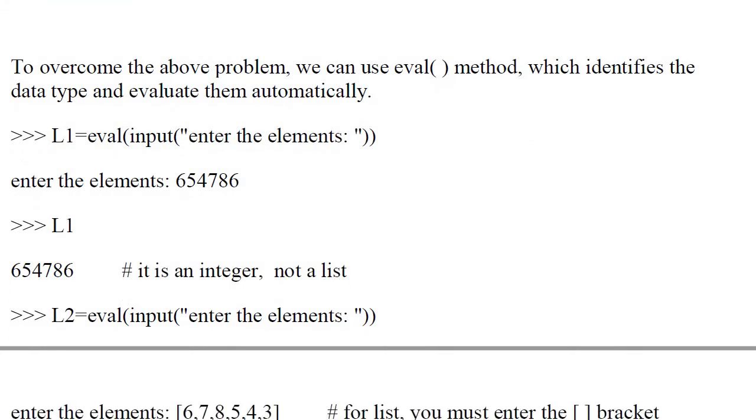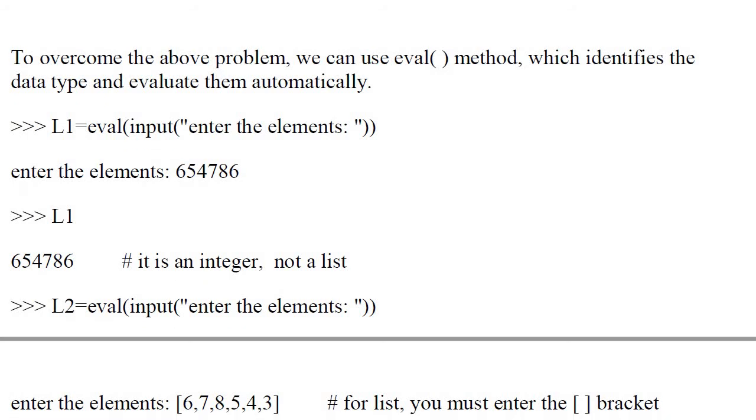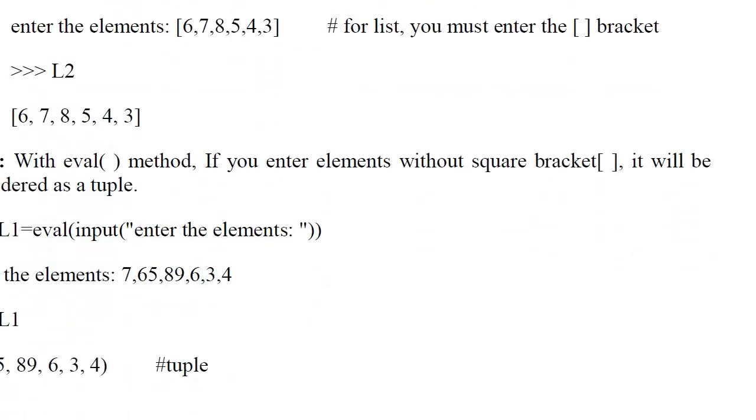Now the second thing comes: if you want to evaluate or identify the data type, what function will you use? You will use just eval. Fine. Now when you enter the elements, it will say it's an integer type or whatever type. So the eval function is used to identify the data type of a list.